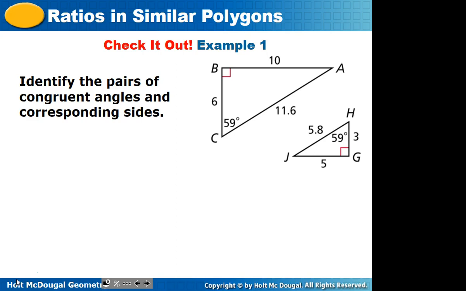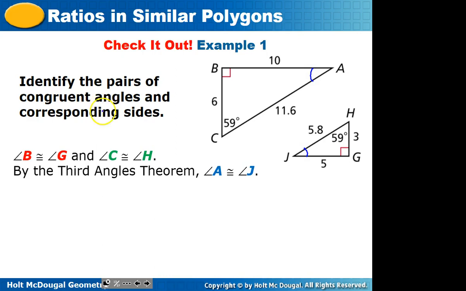So again, we're going to look at these two triangles. We see that B and G are congruent because they're both right angles. You should see that C and H are congruent because they're both 59 degrees. So that means, again, that A is going to be congruent with J because of the third angles theorem. So we're going to say that B is congruent to G, C is congruent to H, and A is congruent to J. Then we're going to write a similarity statement.